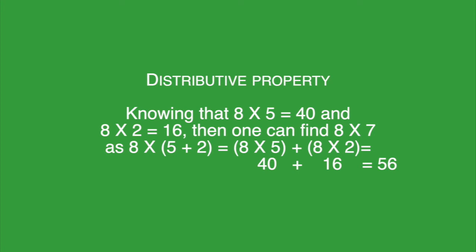So the distributive property says that if we know that 8 times 5 equals 40, and that 8 times 2 equals 16, then we can find what 8 times 7 is by thinking about it as 8 times 5 plus 2, because that equals 7. So we're going to distribute that 7 across our problem, and that's going to equal 8 times 5 plus 8 times 2, which is going to equal 40 plus 16, which equals 56.